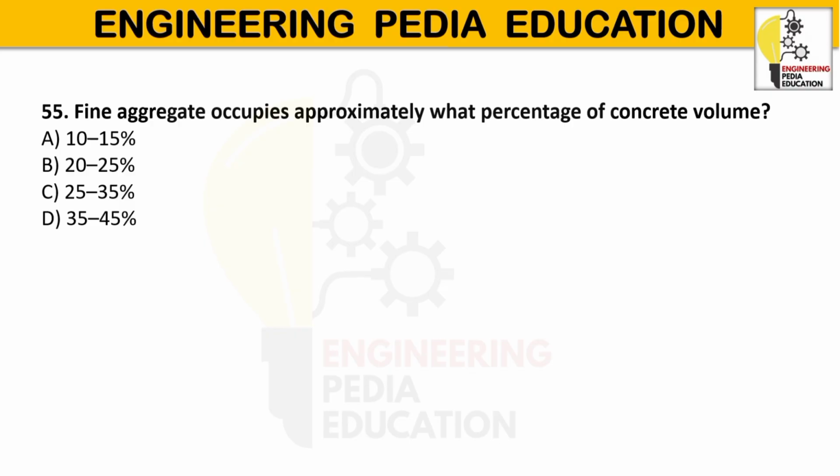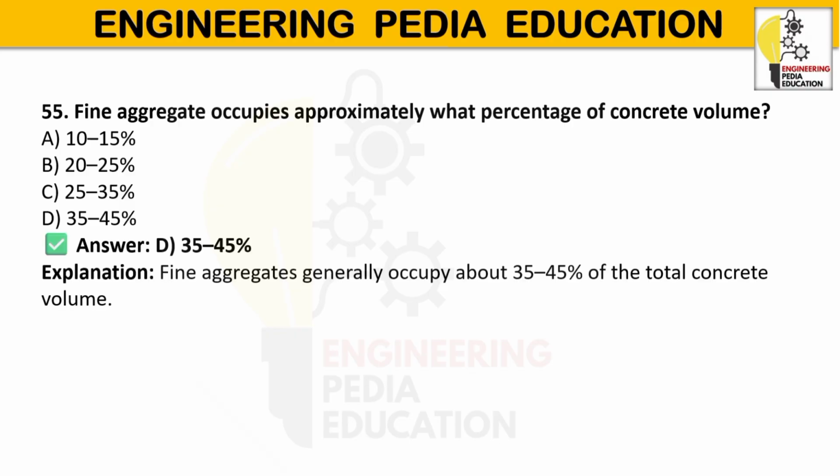Fine aggregate occupies what percentage of concrete volume? 10 to 15, 20 to 25, 25 to 35, 35 to 40. So the correct answer is that fine aggregate generally occupies about 25 to 35 percent of total concrete volume. In a normal concrete mix, fine aggregate is typically 30 to 35 percent, and for this question it is 25 to 30.